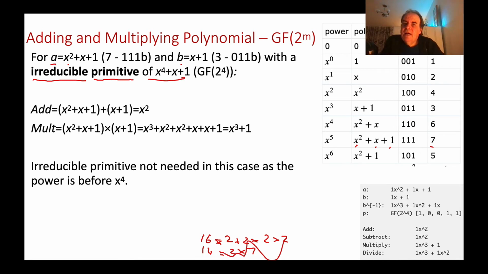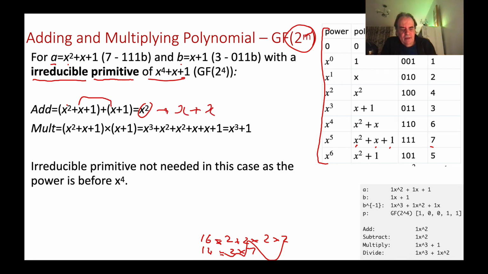So we're using a primitive here, and if the value of the output goes above our limits for the powers, then we will divide it by this primitive to be able to get a value which will be within our polynomial space. And I'll show that in a little minute. So to add, it's quite easy because we add the powers, and we have x plus x here. These will cancel out, and then we'll have a 1 there, and again 1 plus 1 will cancel out, so our end result is x squared.